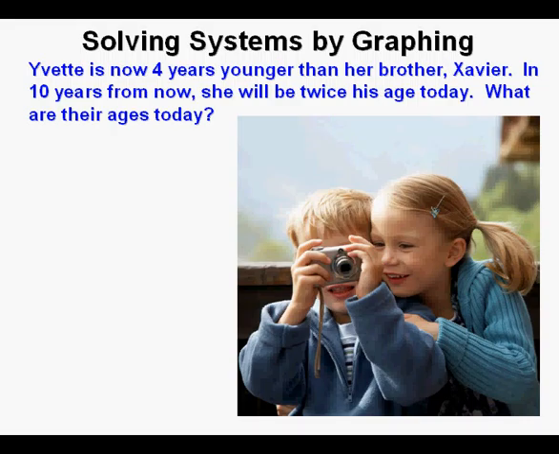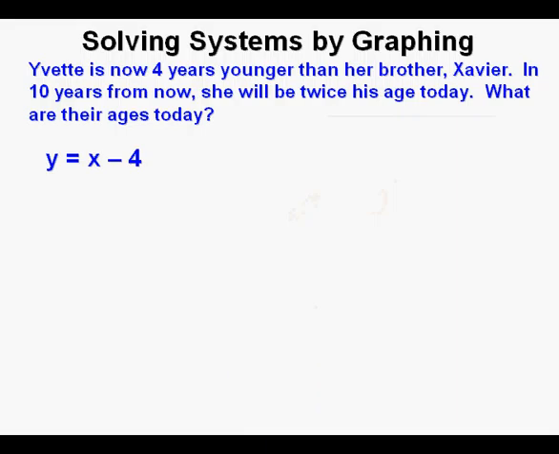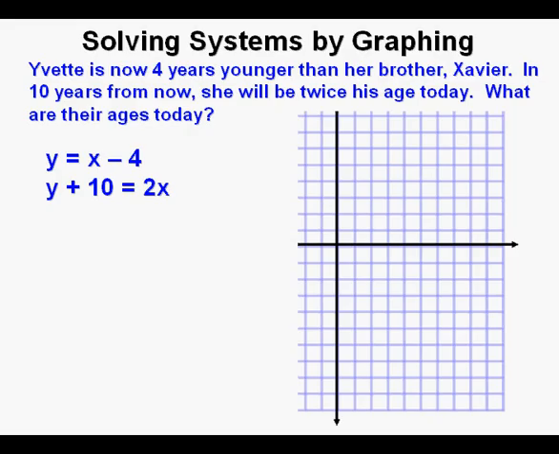The first sentence translates to y equals x minus 4, which is based on their ages today. The second equation is y plus 10 equals 2x, which is based on their ages 10 years from now. Here a grid is provided. I invite you to pause the video, see if you can solve this system by graphing.